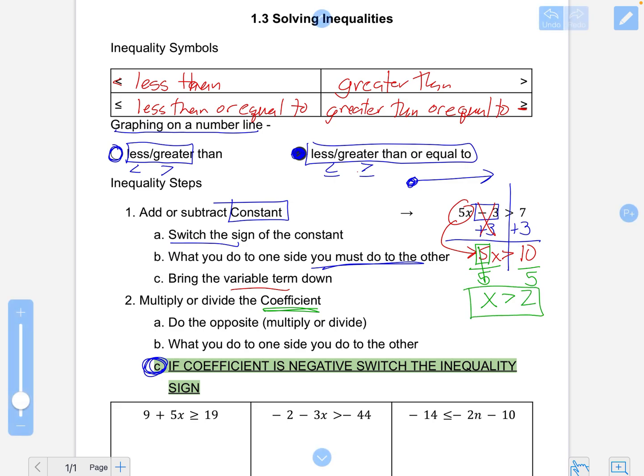Now, if I were to graph this on a number line, let's go 0, 1, 2, 3. Because it's a greater than symbol, I would use an open circle. So I'd put an open circle where 2 is on the number line. And then because it's greater, I would follow the arrow of the inequality sign, and that's the direction my arrow is going to go on my number line. So again, that's how we work that.